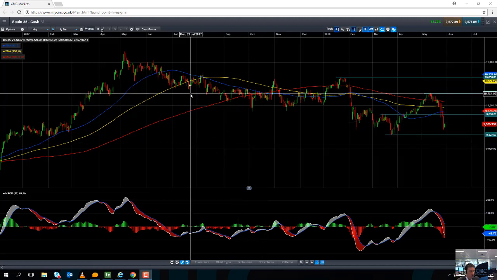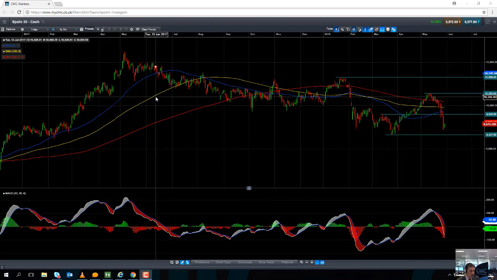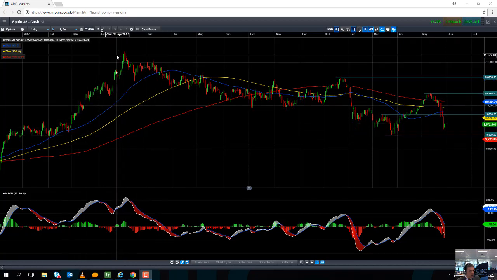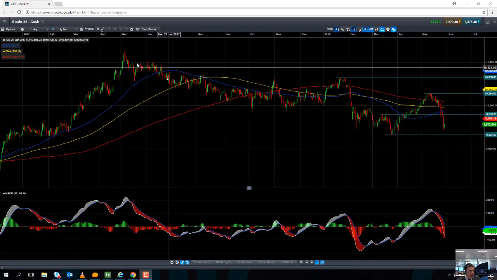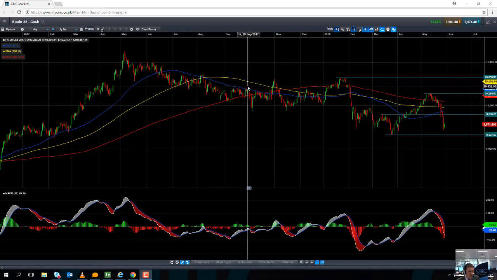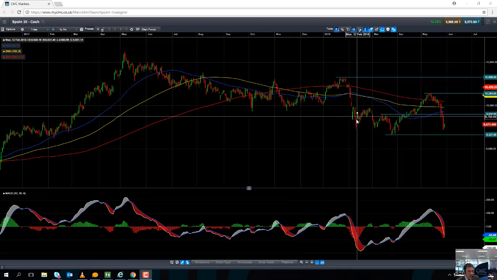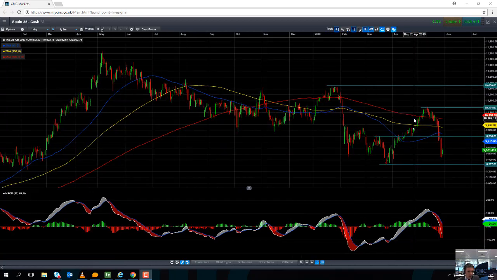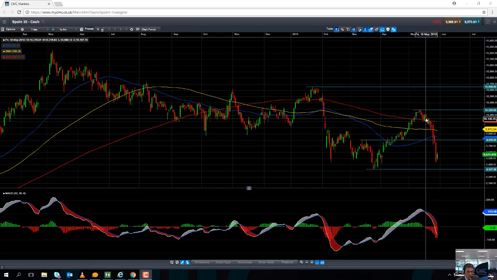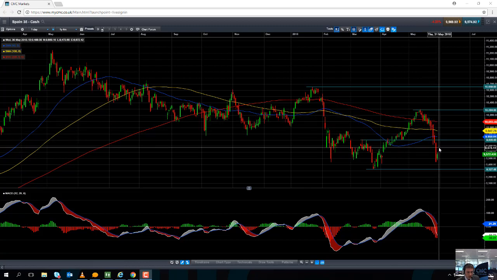So if you take a look at the chart, and we take a look at the last year and a half, we can see that the Spanish market has been in a pretty obvious downward trend since May of last year. So for the last year or so, the Spain 35 has been in a fairly obvious downward trend. And if you zoom in here, we can see just how aggressive the sell-off has been in recent weeks in relation to the political uncertainty that's going on in Spain.